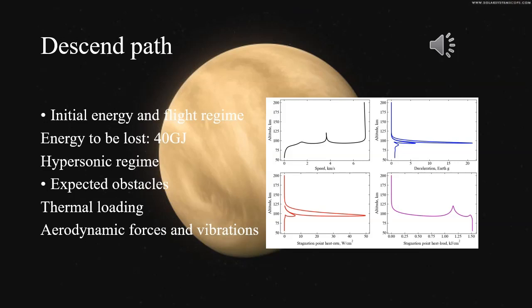So in this slide, we are going to talk briefly about the simulation we have done about our module reentering the atmosphere and what we can expect. Well, first of all, we can expect very high deceleration loads up to 80 Gs and very high temperature increases. Why is that? Well, because we need to lose a lot of kinetic energy, more exactly 40 gigajoules. And we are going to travel mostly in the hypersonic regime.